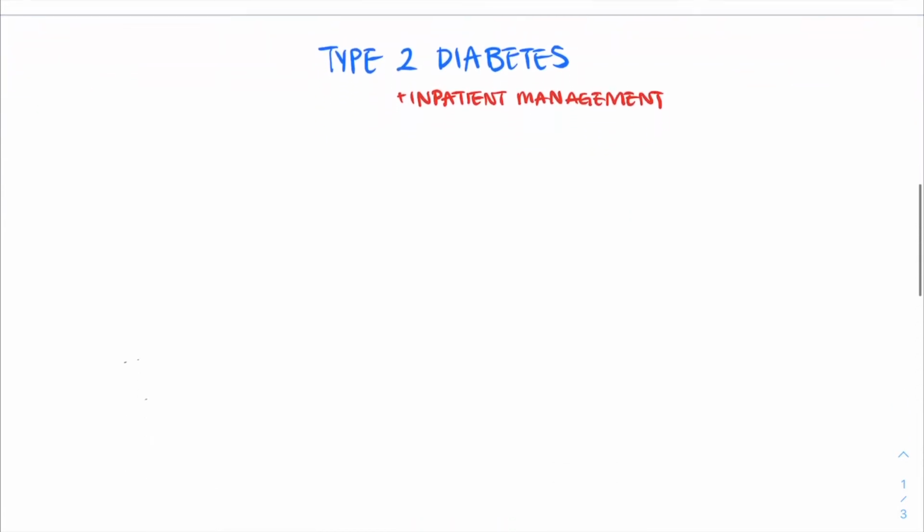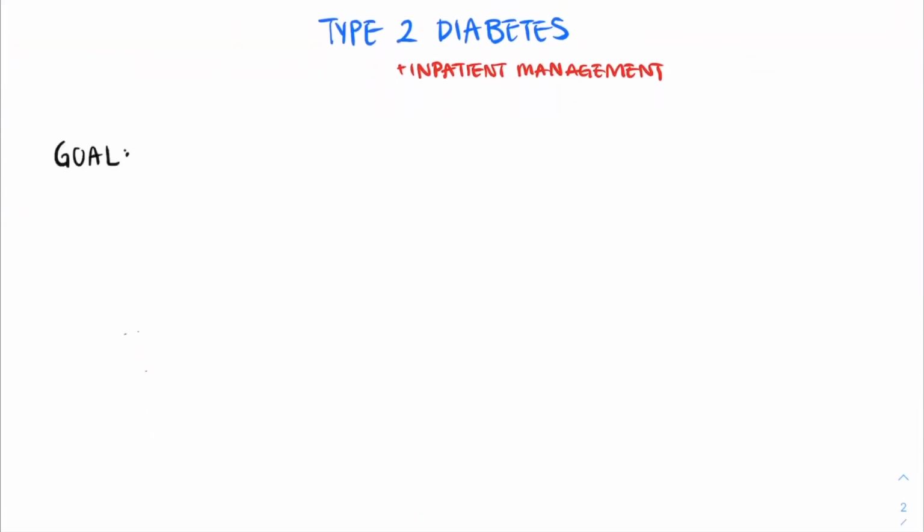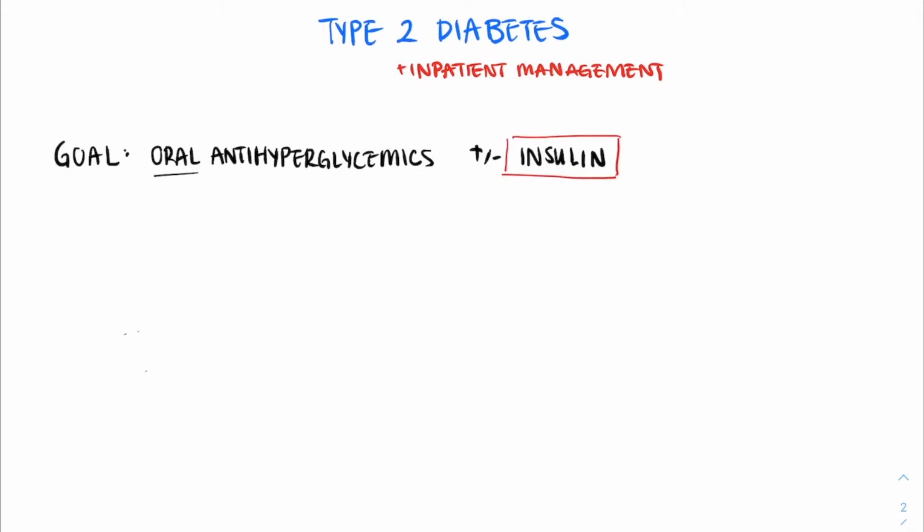The goal of type 2 diabetic management is oral antihyperglycemics plus or minus insulin. However, in hospital, we tend to use insulin therapy preferentially because there can be contraindications to oral agents such as lack of intake or acute kidney injury. Keep in mind that as patients are closer to discharge, we should be working with our teams to transition them back to an oral regimen. For the purpose of today's talk, we're going to focus on insulin therapy and the in-hospital setting.